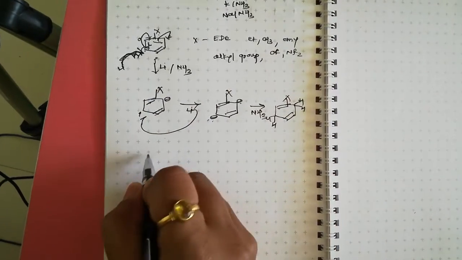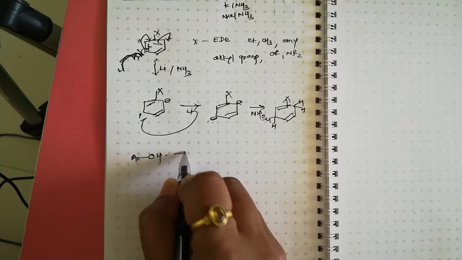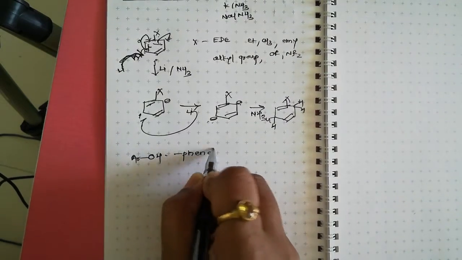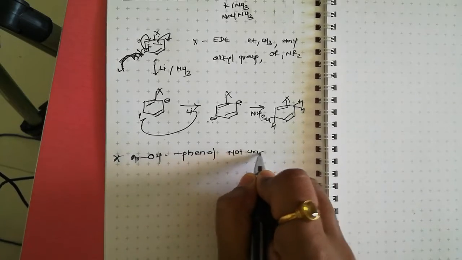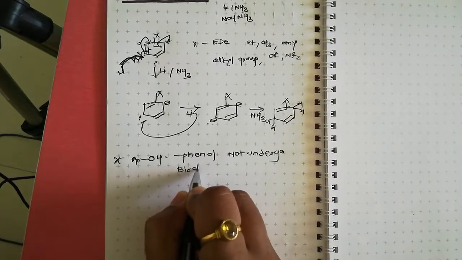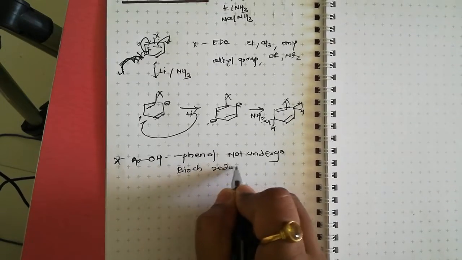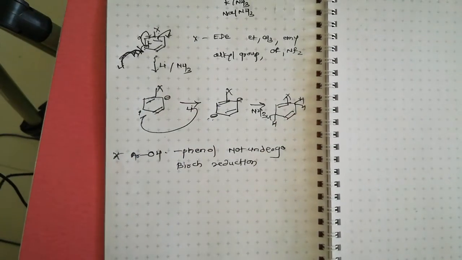Remember, if OH is attached to the aryl ring, then it is a phenol. Remember, phenol does not undergo Birch reduction. Only this group undergoes Birch reduction.